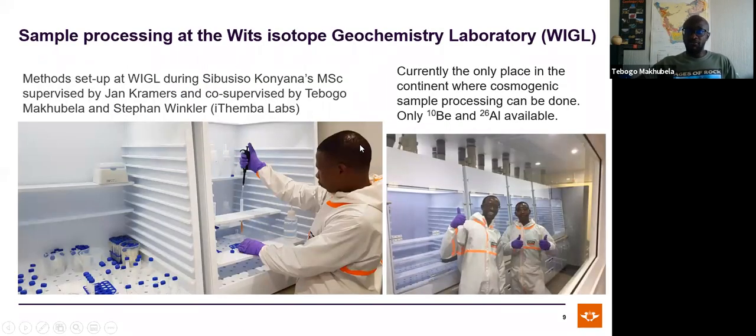So in South Africa, if you want to process cosmogenic nuclides as we speak, there is only one place where you can do this, and this is at the Wits Isotope Geochemistry Laboratory, which is commonly known as the WIGL. And there we have set up methods for processing beryllium-10 as well as aluminium-26. And this was done during the MSc project of Sibusiso Konyana, this gentleman over here, whom I co-supervised with Stefan Winkler from the iThemba Labs, and Jan Kramers was actually the supervisor.